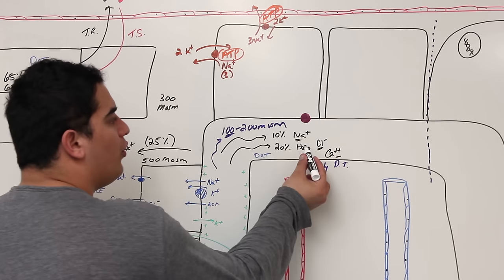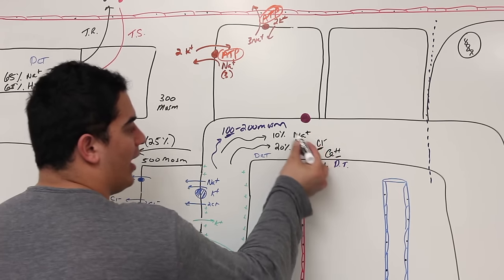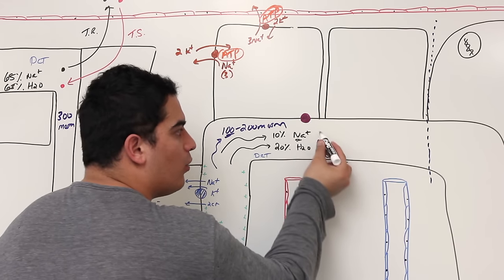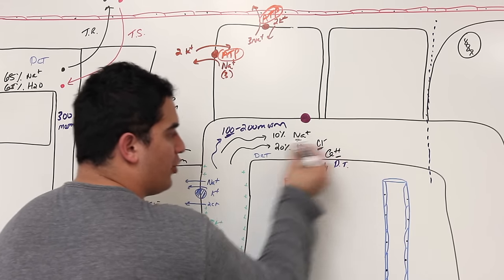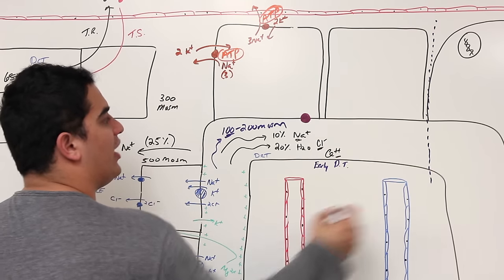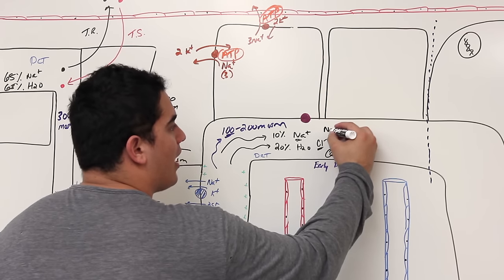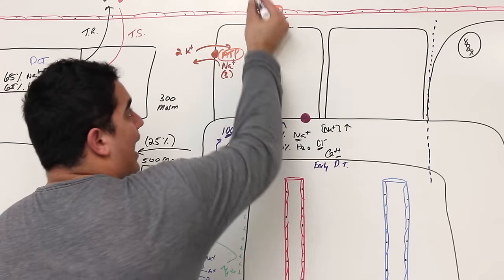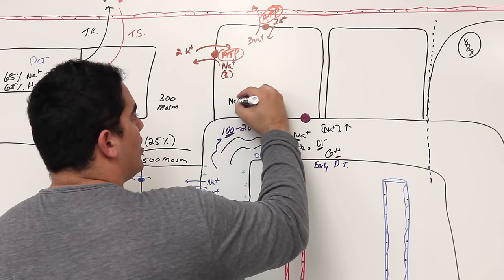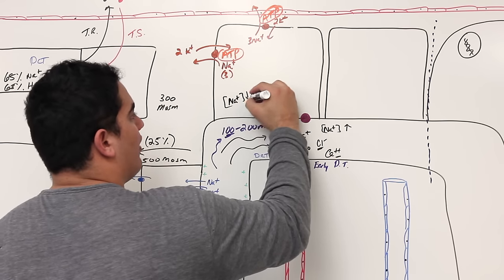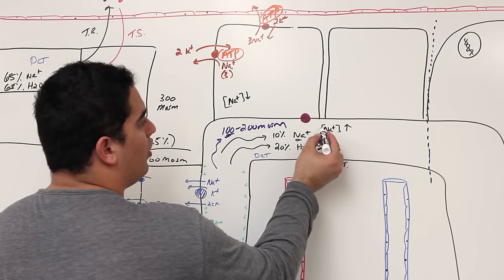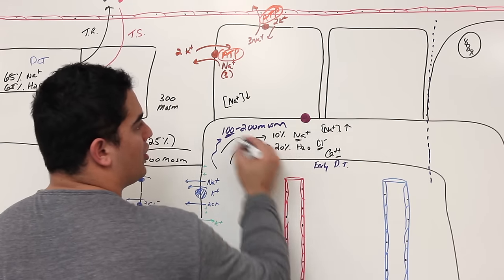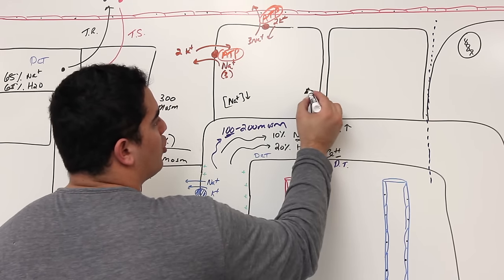Okay, now the sodium concentration right here in the luminal fluid, the filtrate that's getting ready to make urine, is actually going to be higher because we're pumping sodium ions out. So the sodium concentration inside the cell is going to be very low. That means sodium ions are going from high concentration to low concentration via this transporter.